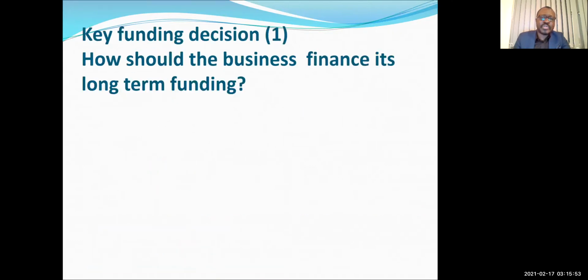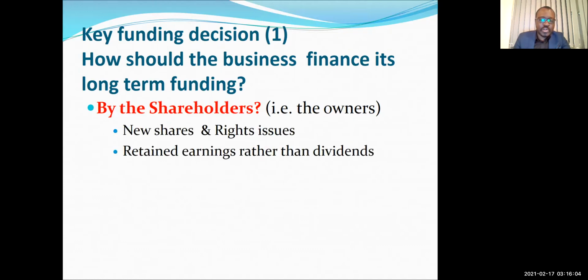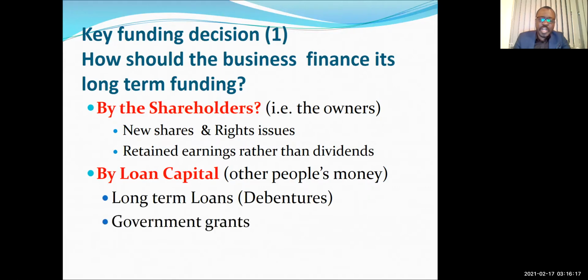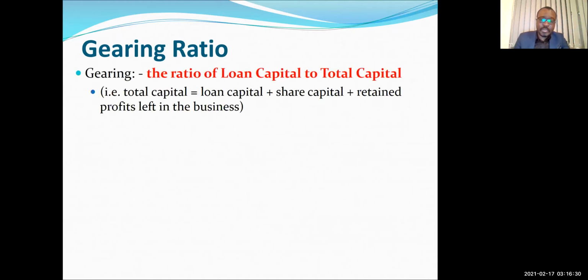Now, the question is, how should the business finance its long-term funding? Long-term, by the shareholders, the owners, yes, and so they can raise new shares or rights issues could be issued to them. We can retain our earnings instead of paying dividends. We can also go for loans, loan capital, other people's money. So go for long-term loans, go for government grants, go to the banks. The gearing ratio will normally determine the amount of loans we have as compared to the total equity holdings, so the ratio of the loan capital to the total capital.